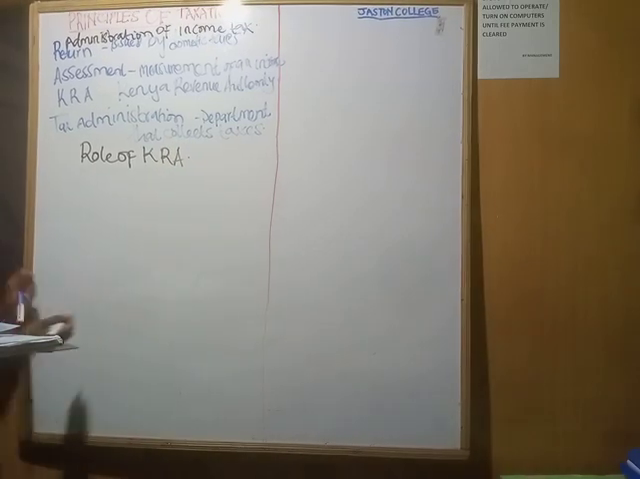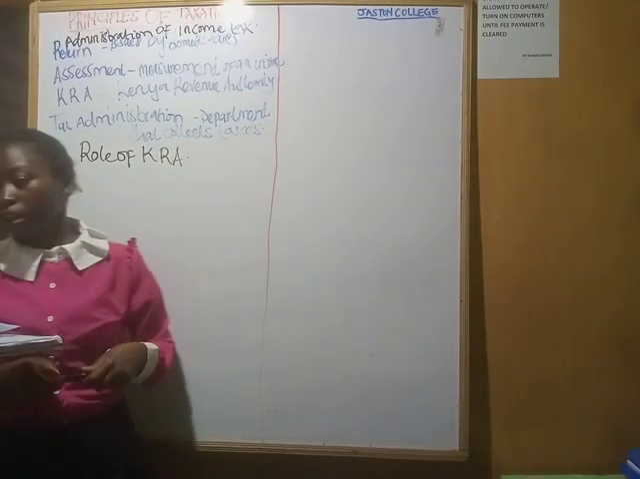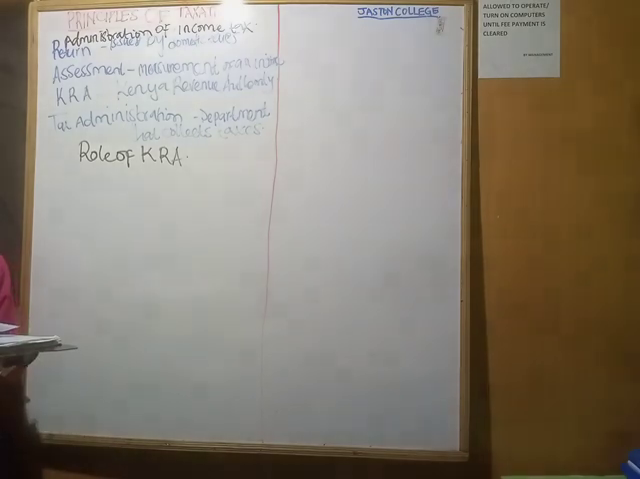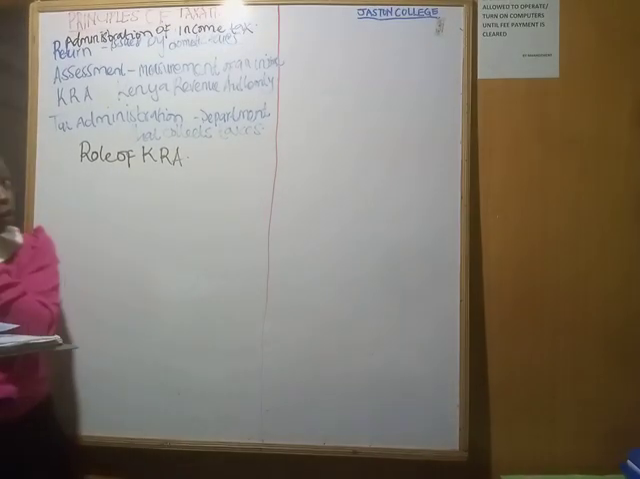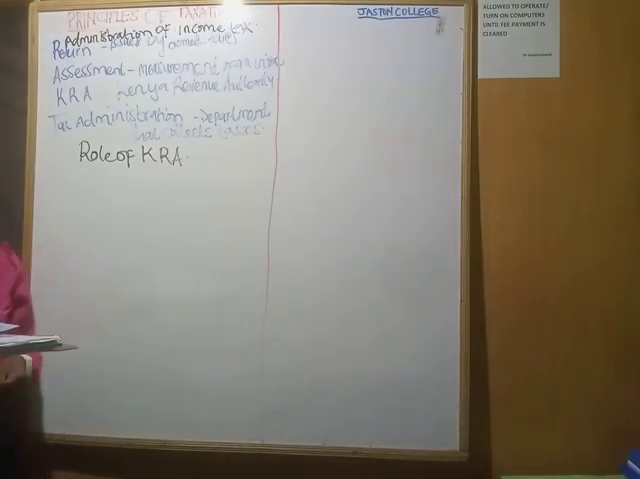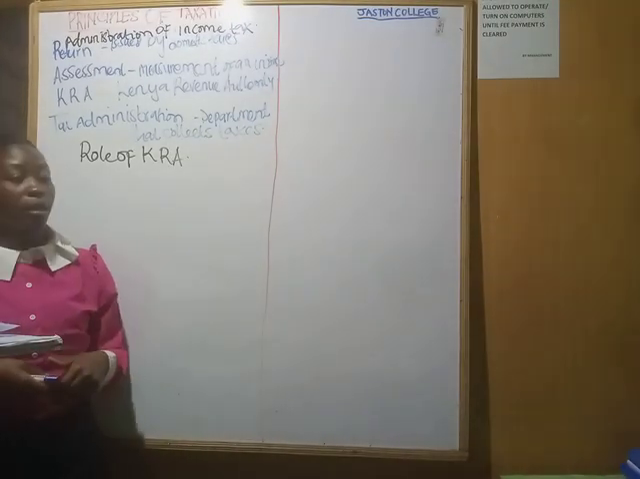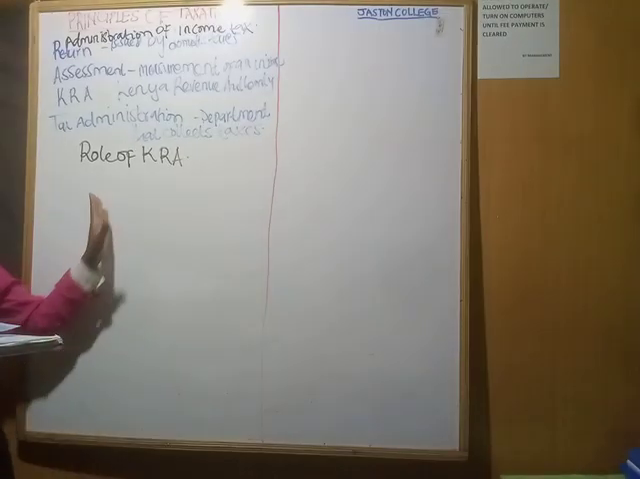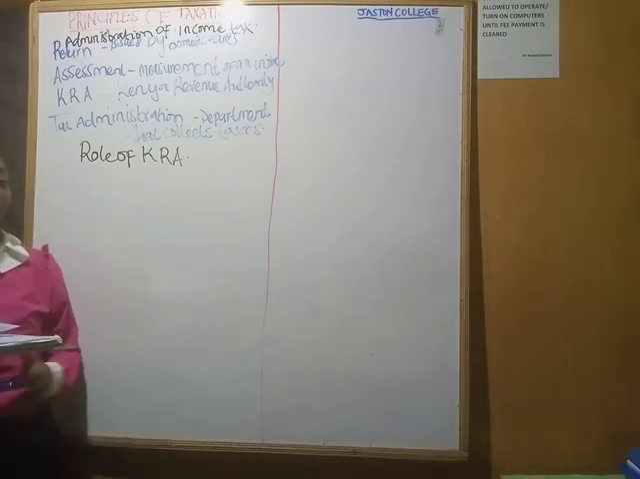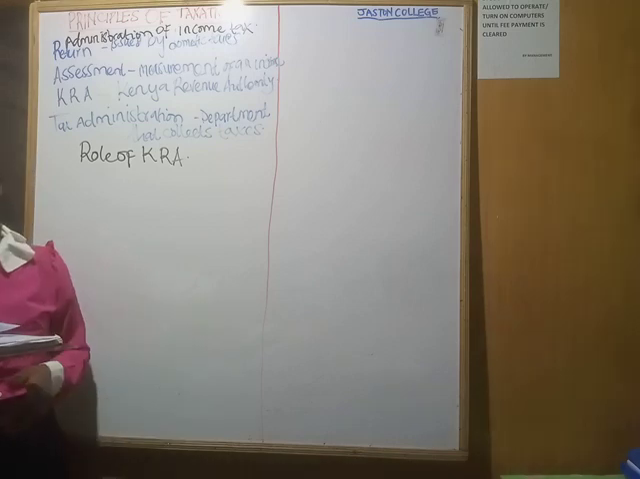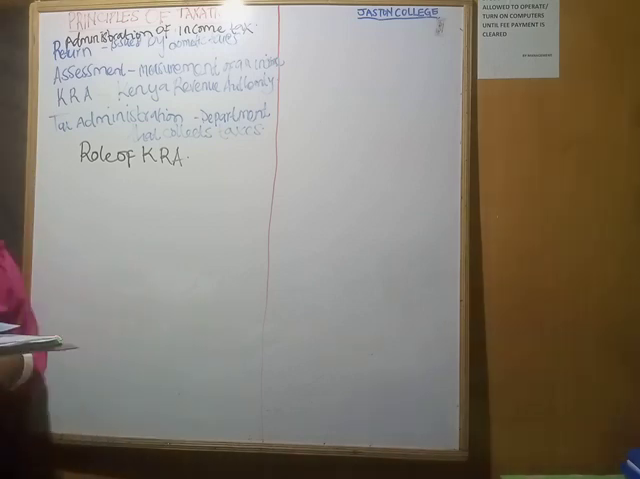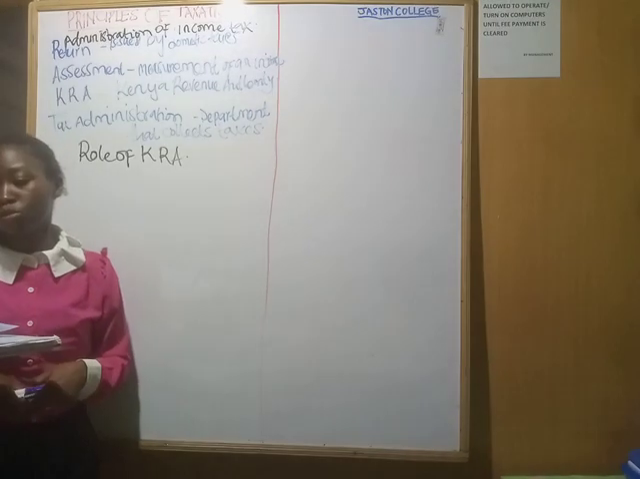The role of KRA is to administer and enforce the written laws. So in Kenya, we always have the Constitution, which has our written laws in it. So the role of the KRA is to make sure that the written laws are being administered and adhered to.